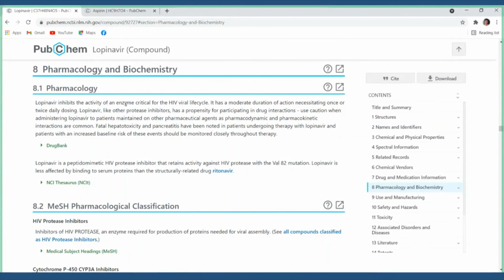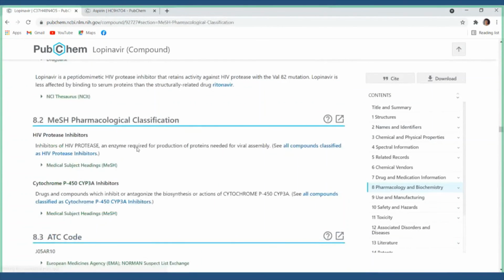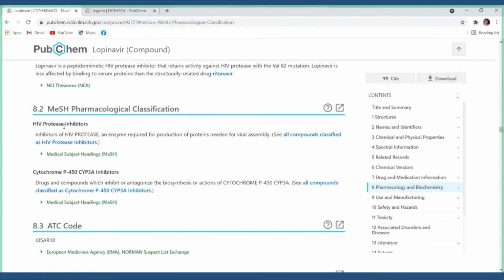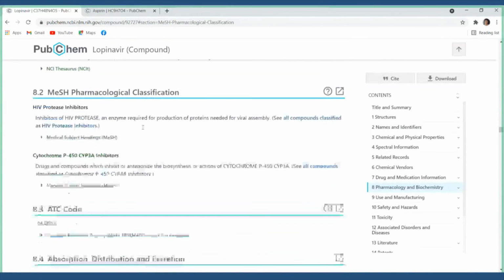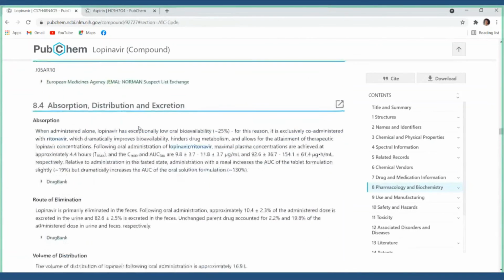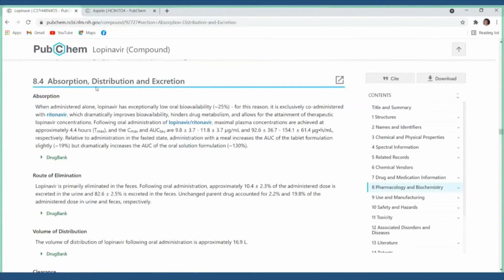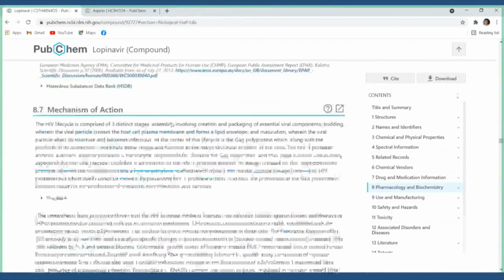HIV protease enzyme is one of the enzymes important in HIV replication, the HIV life cycle. It has a moderate duration of action. Lopinavir, like other protease inhibitors, has a propensity for participating in drug interactions. So there is what they call drug interactions, and the rest. We have the pharmacological classification: it is an HIV protease inhibitor drug, and some others. They also give us some level of absorption, distribution, and excretion. So there is a lot of information about any particular drug on this platform.